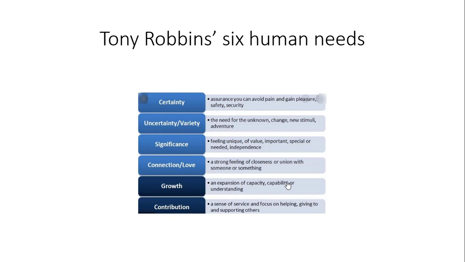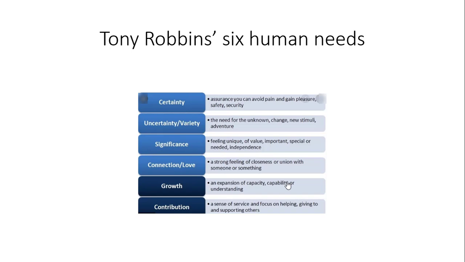And significance. There are some products like luxury cars, Ferrari, Lamborghini, some of the fast cars. People want to drive a car and feel significant. Connection and love. Actually, Facebook is designed for connection and love as well, and one of Facebook's values, its vision and mission, is to connect everyone in the world. And growth: the education and training industry is designed for growth. And contribution: charities and non-profit organizations are designed for contribution.